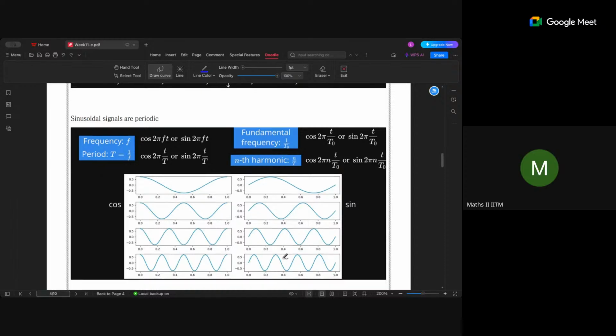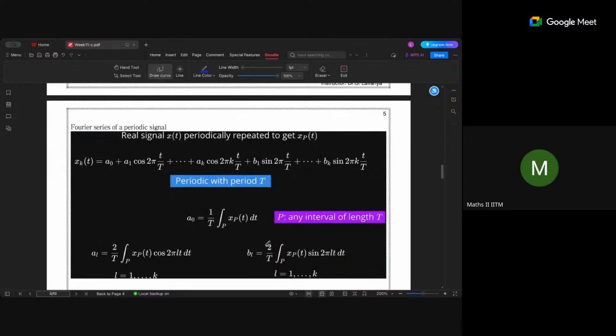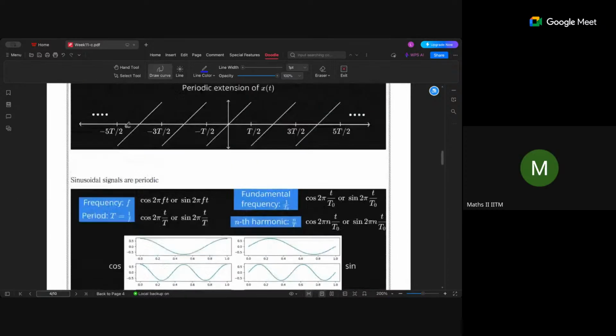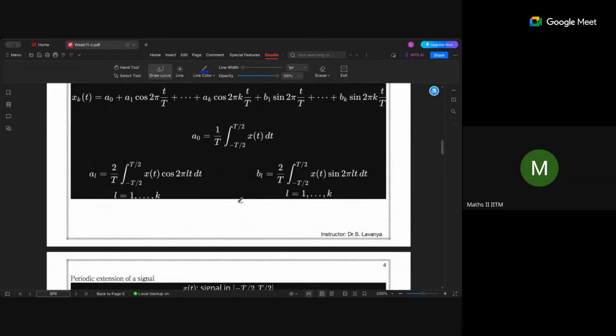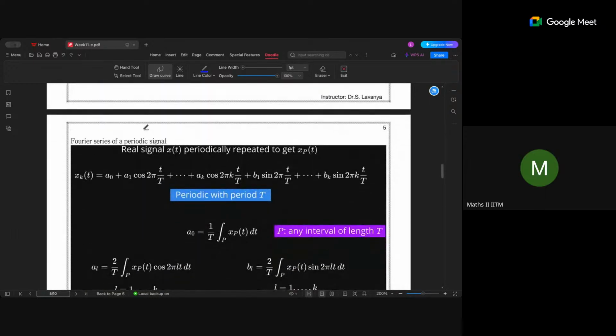Okay, fine. So now we have seen within 0 to 1, or within an interval of length t, how to find the Fourier series. That is what we have seen here. Now how do we extend it for a periodic signal? For a periodic signal also it is very simple. You just have to integrate over p, where p is any interval of length t.